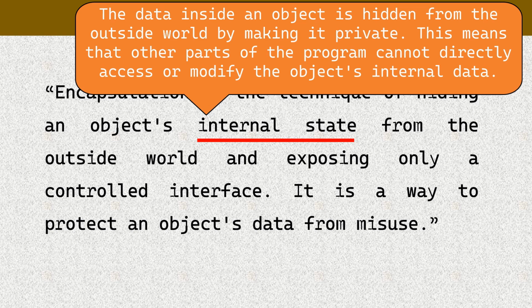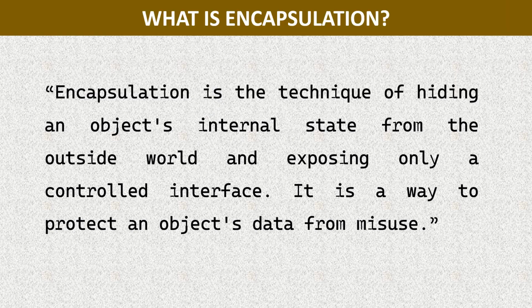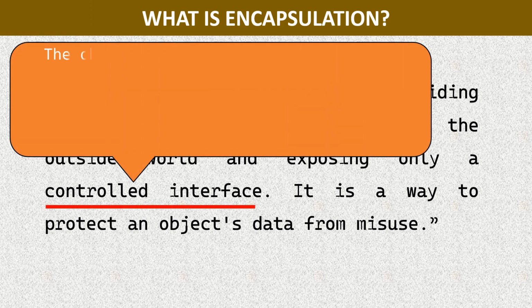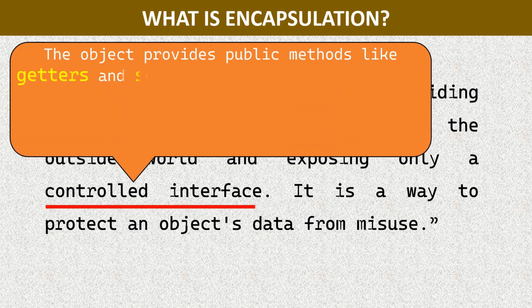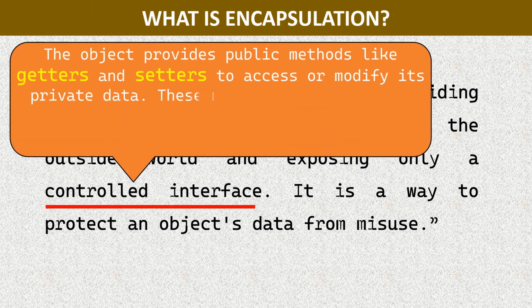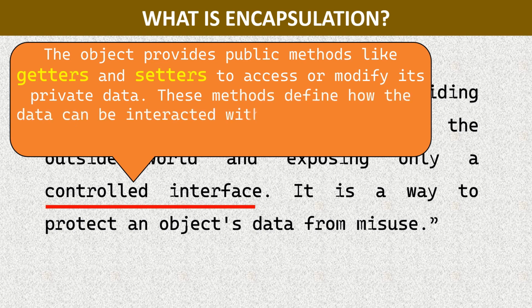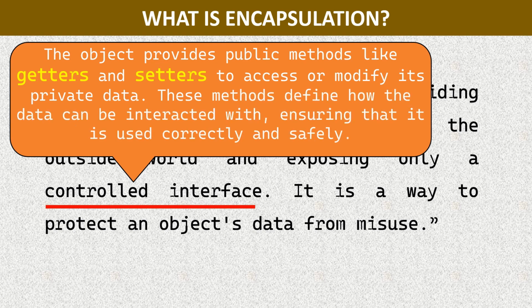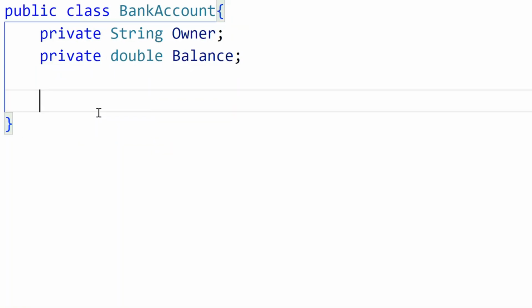Now let's move to the other part of the definition and try to understand what it means. Controlled access. The object provides public methods like getters and setters to access or modify its private data. These methods define how the data can be interacted with, ensuring that it is used correctly and safely. Let's move to the previous example and understand it in a practical way.